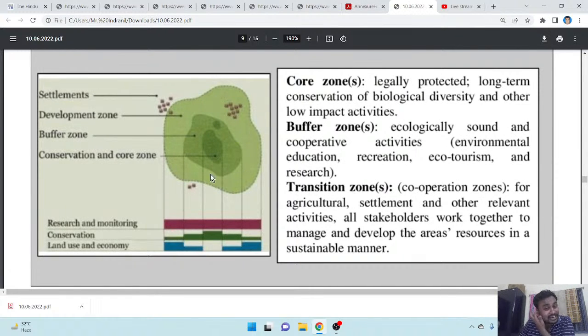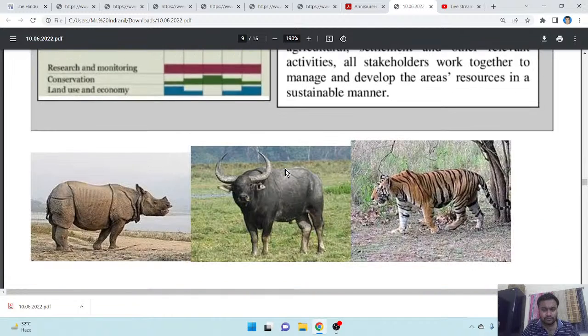And finally in the transition zone, you can see here that settlement of villagers is allowed. So agriculture, then settlement, other relevant activities, research and development, this kind of thing is allowed in the transition zone. So this is a Biosphere Reserve. Okay, so this is the news. Move to the next topic.